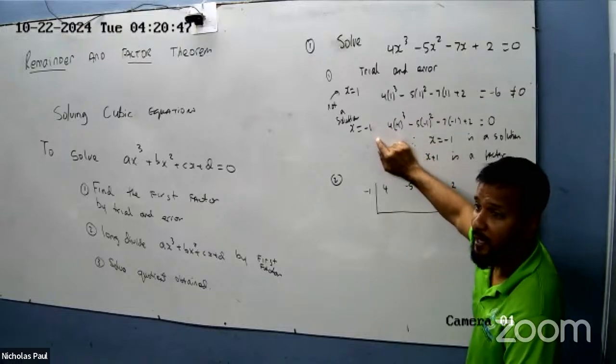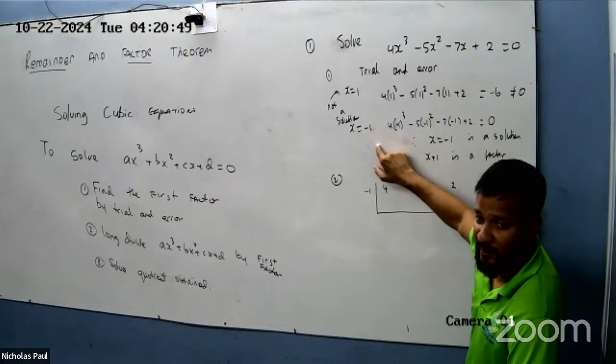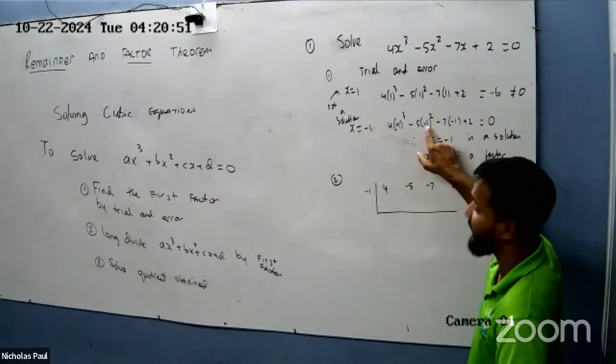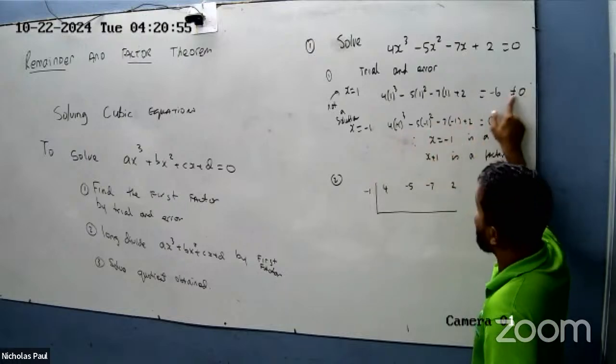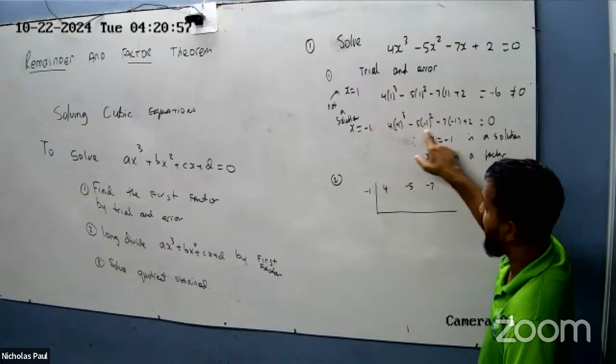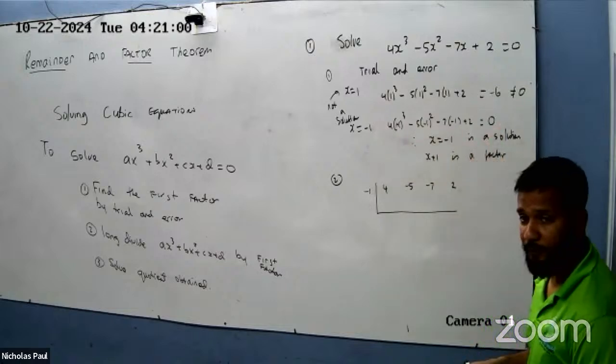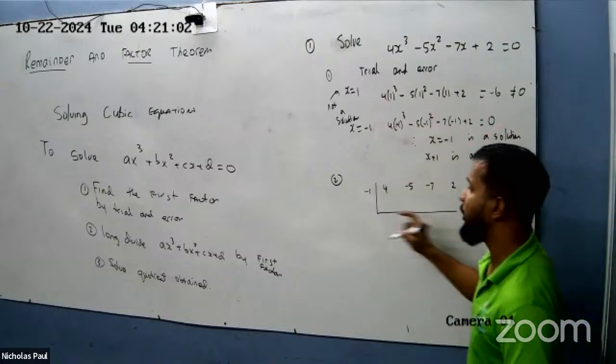But you can't just say x minus 1 is a solution. You have to do this. You have to do it and show it equal to 0. You don't have to do this, but you have to do the one that will kill. All right? And when you do that, you are done with step 1.